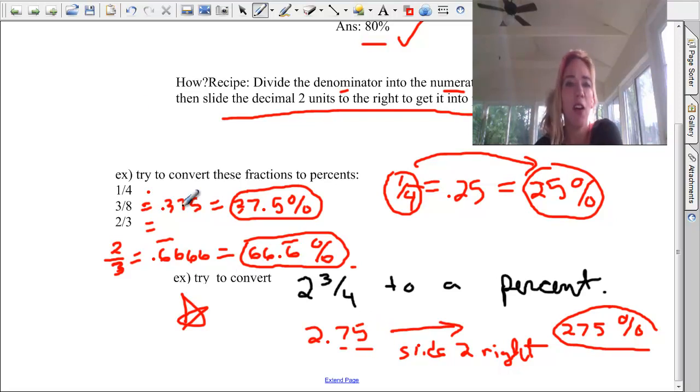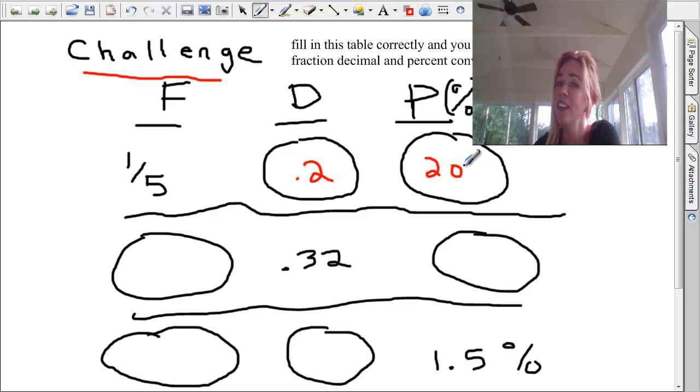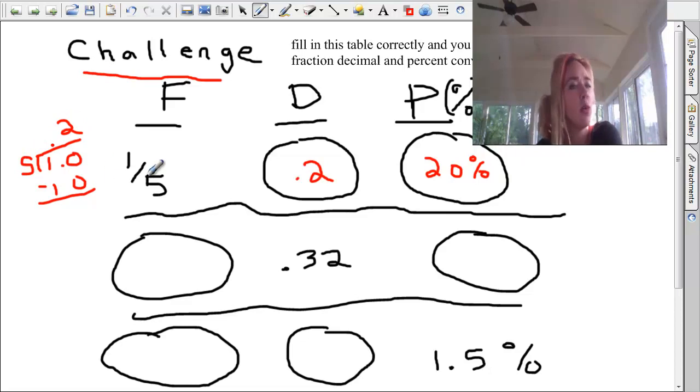So, all right, hope that helps. Let's see what's cooking on the next slide. Now this is your ultimate challenge, the FDP challenge. Can you fill in this table correctly? So maybe you want to hit pause, try it on your own, but 1/5 is going to be 0.2 as a decimal, which is going to be 20%. If you're wondering how I knew that 1/5 was 0.2, remember you can always go off on the side and divide 5 into 1.0. 5 goes into 10 twice, and voila. So you can always go back to taking the bottom into the top and dividing that out.